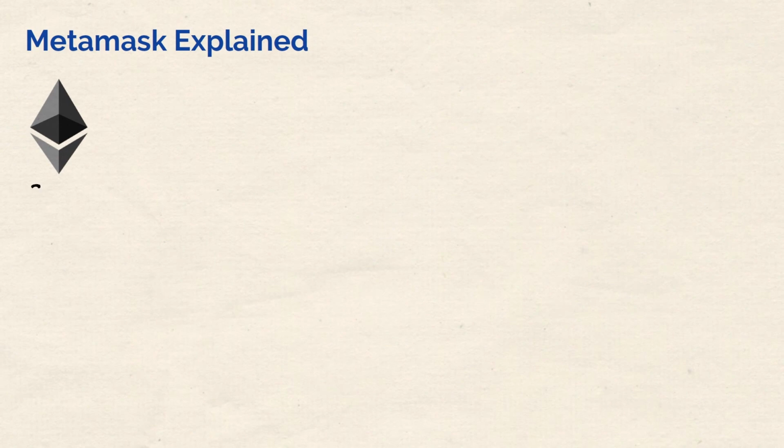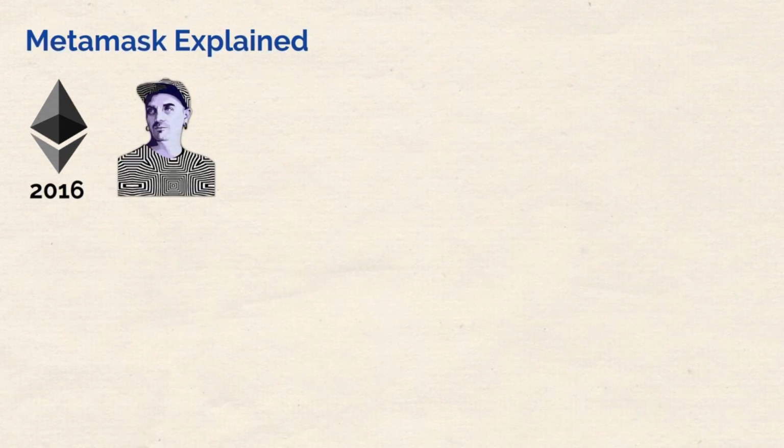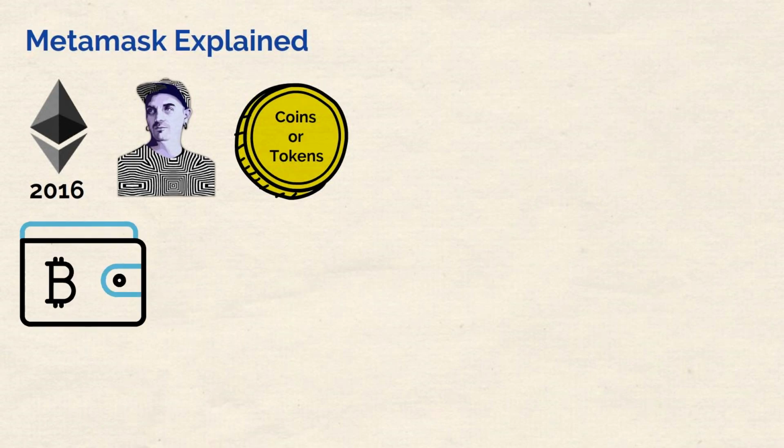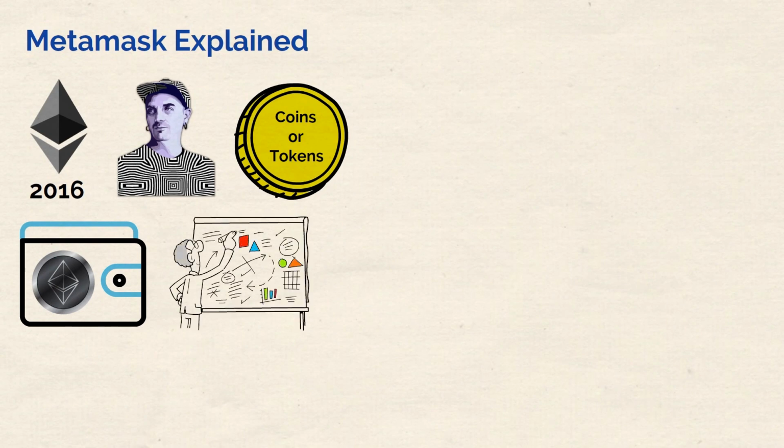Now, you're probably wondering, what is Metamask? Metamask is an Ethereum-based wallet that was launched in 2016 by a guy named Aaron Davis. Ethereum-based means that Metamask only accepts coins or tokens based on the Ethereum network. Now, you can still use the wallet for Bitcoin and a few other non-Ethereum coins, but the process is outside the scope of this video. Stay tuned to the channel for updates though.